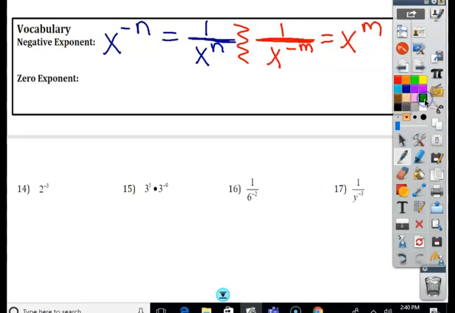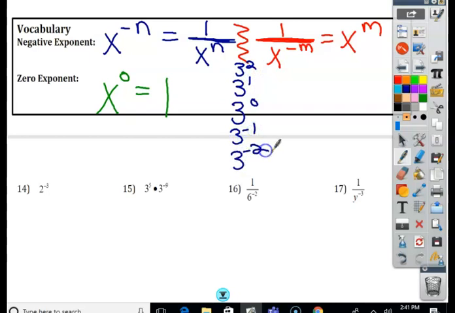All right, a 0 exponent. Anything x to the 0 power is 1. Now, a lot of people have a question on why does this work. So I'm just going to give you a quick example. So let's have 3 to the 0, 3 to the 1st, 3 to the 2nd, and now let's go the opposite way. Why is x to the 0 1?